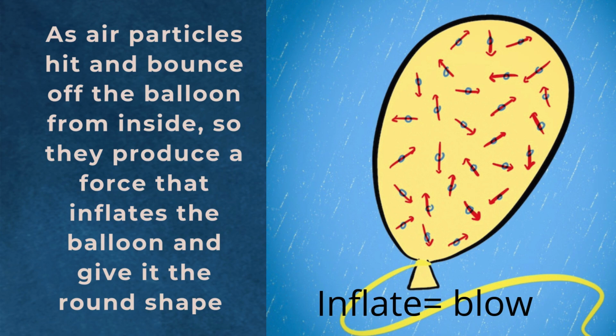We can't see the tiny particles of air, but we know that the air is made up of tiny particles that are in the gas state and they move very fast. The particles of air inside the balloon move very quickly. They hit and bounce off the balloon from inside, so they produce force that inflates the balloon and gives it the round shape. As you see here, the particles are moving and hitting and bouncing off the balloon from inside like crazy particles.